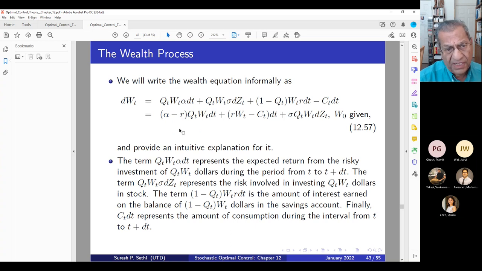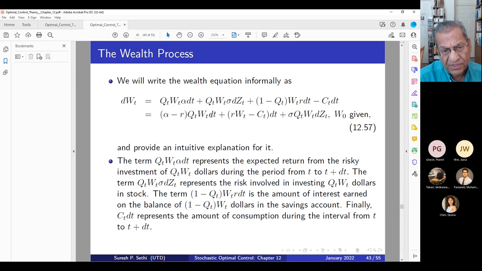So the wealth equation is given by this. Remember, Q_t W_t is invested in the stock market, so it earns alpha dt at the mean rate of return. And then the risky part of it is Q_t W_t times sigma dZ_t. So this gives you the mean plus the risk on it. The total return is given by these terms together, but the mean of that is alpha because the mean of the risk term is zero. 1 minus Q_t times W_t is in the savings account, so it earns r dt. That's your dt part for the savings account. And then minus C_t dt: if you're consuming at this rate, this is the amount you're going to be consuming in the next interval dt. So you have your wealth equation.